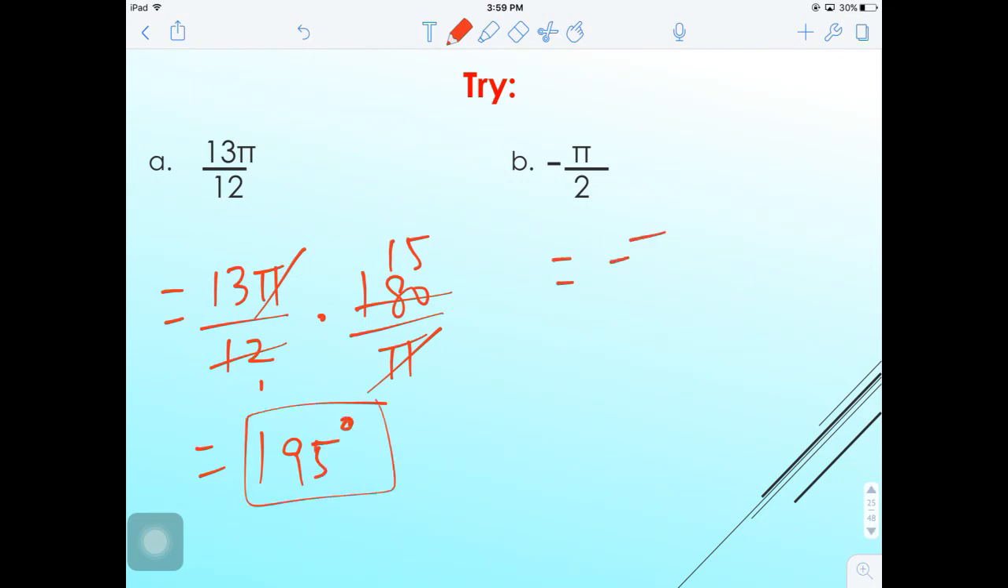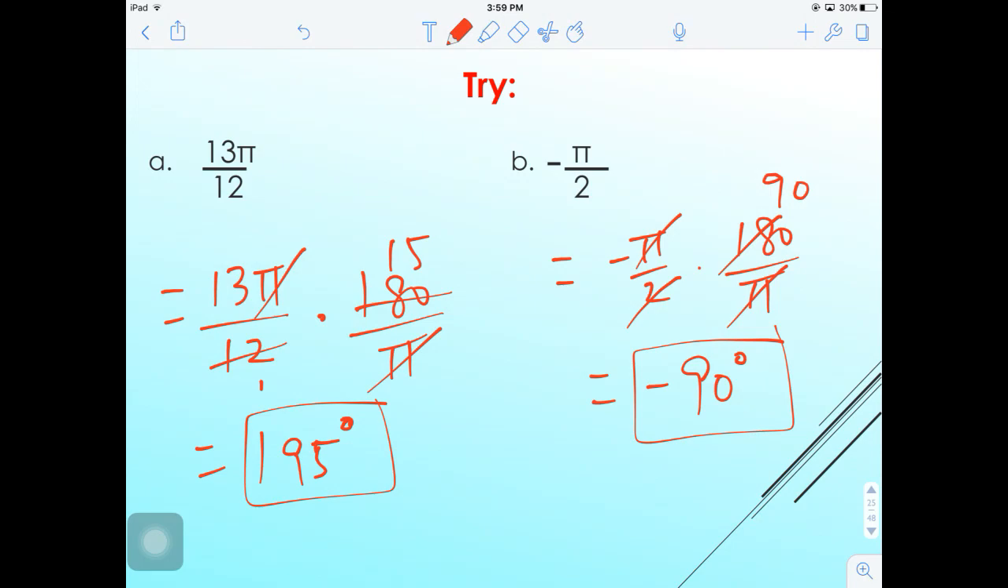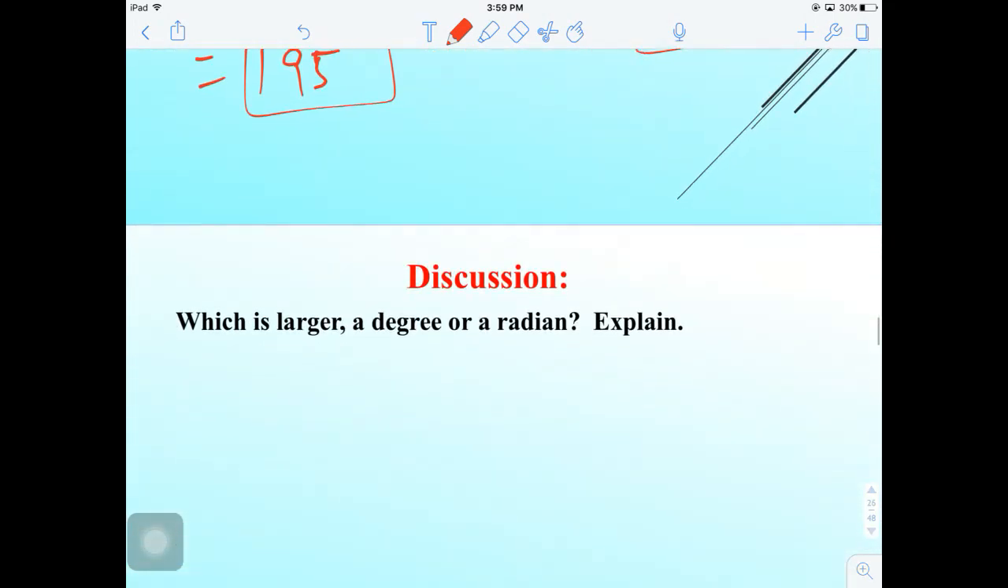And negative pi over 2 times 180 over pi. Again, the pi's cancel out, and 2 goes into 180 90 times. So the answer is negative 90 degrees. So those are the answers for those two. Hopefully you got them correct. And let's take a look at the next one.